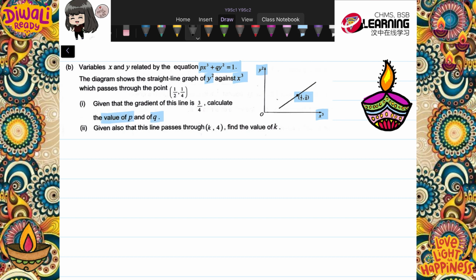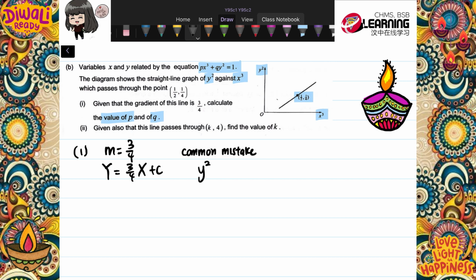So first of all, the gradient is already given. So the gradient is 3 over 4. First step, you remember, find M and C. Yeah, that is the first step. M is already in the question, so I find my C. Don't forget, must be big Y equals 3 over 4 big X plus C. Okay, common mistake that students make is they put like this, y squared equals 3 over 4 x cubed plus c. So when they find c, they sub in 1 over 2 and 1 over 4 to the x and the y. So it becomes like this, lor.